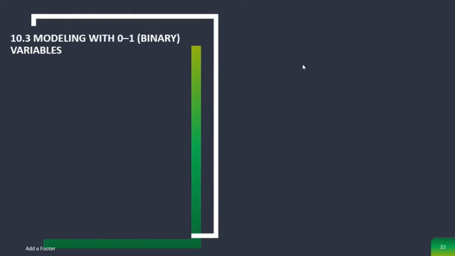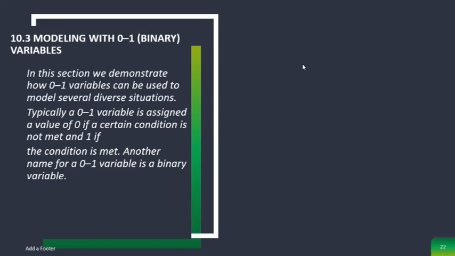The next topic is the modeling with 0-1 binary variables. In this section, we demonstrate how 0-1 variables can be used to model several diverse situations. Typically, a 0-1 variable is assigned a value of 0 if a certain condition is not met and 1 if the condition is met. Another name for a 0-1 variable is a binary variable. So, we will further discuss this on the given example.